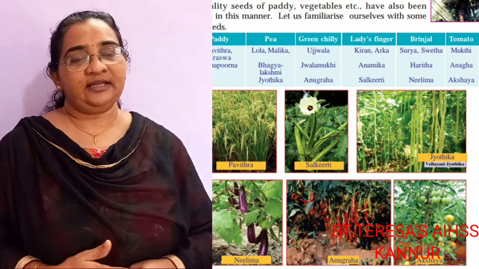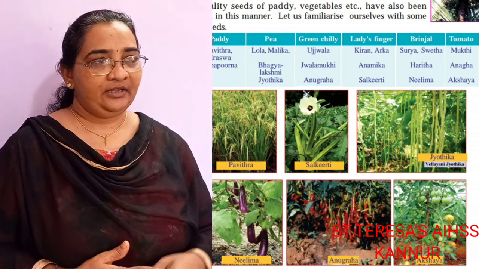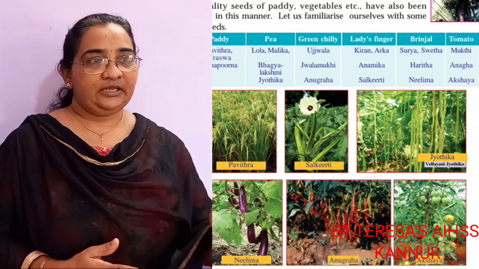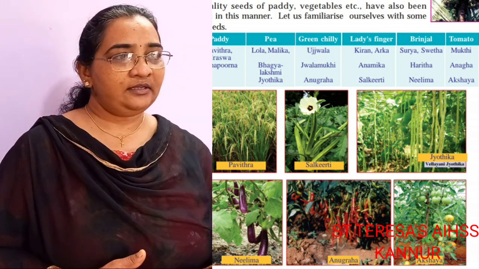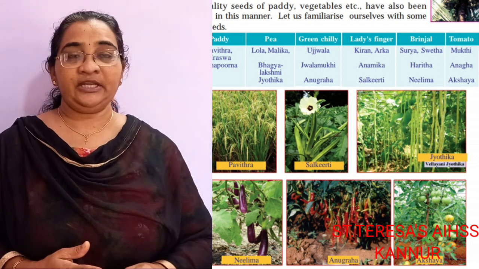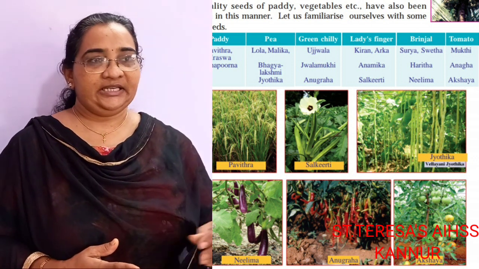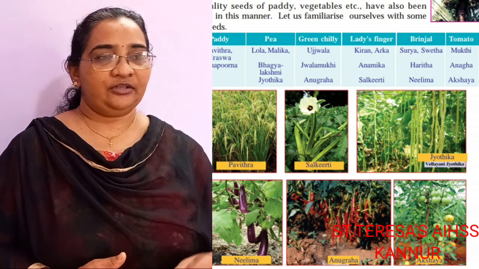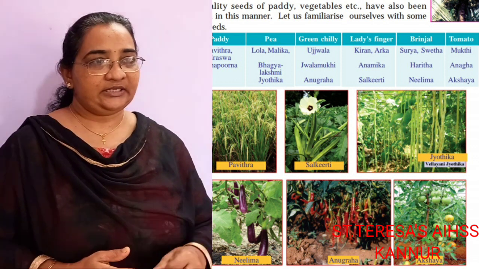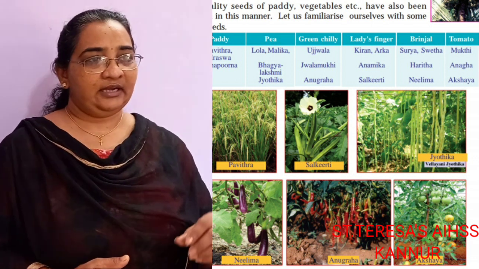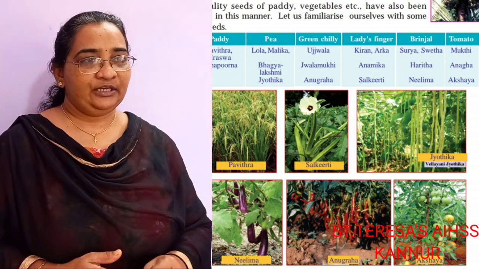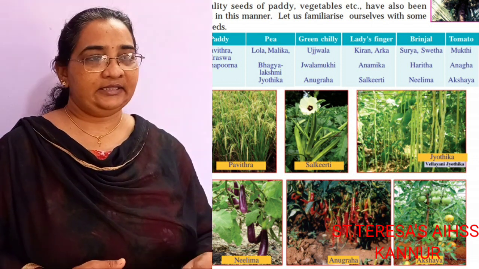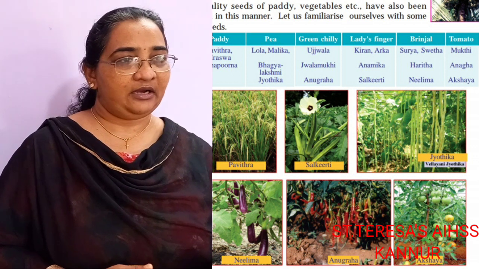So, paddy, which are the hybrid varieties of paddy? Pavitra, Hraswa, Annapurna. In P, it is Lola, Mallika, Bhagyalakshmi, Jodika. Green chili, it is Ujjwala, Jwalamukhi, Anugraha. Ladies finger, it is Kiran, Arka Anamika, Salkirti. Brinjal, it is Surya, Shweta, Harita and Neelima.